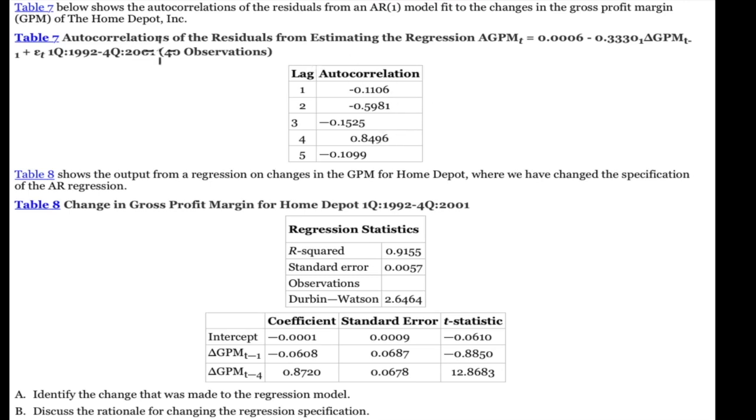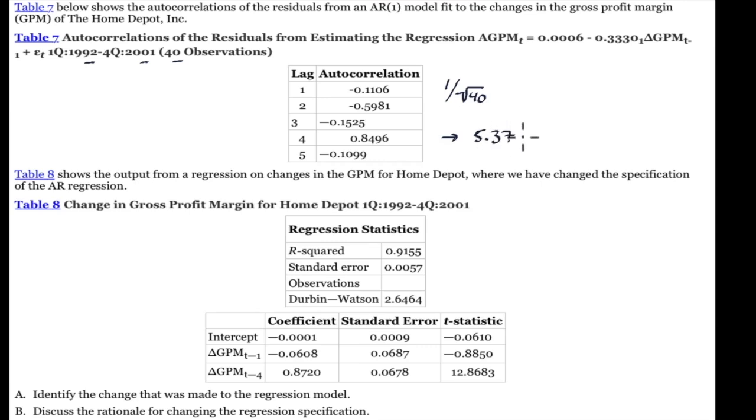0.8496. Autocorrelations of the residual from estimating the regression. What do we have? Q1 1992 to Q4 2001. We have 40 observations. So we would divide all of these, basically, you can divide by 1 over root 40. And when we do it with this one, you'll find that this one is going to be significant. You'll get 5, where's my notes?